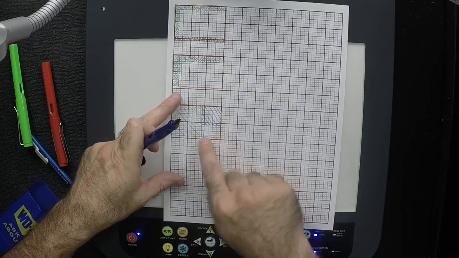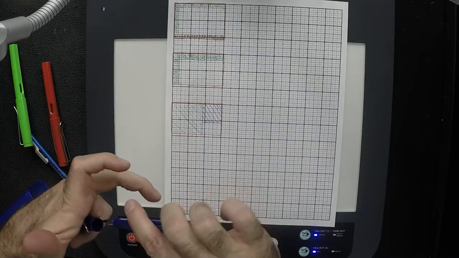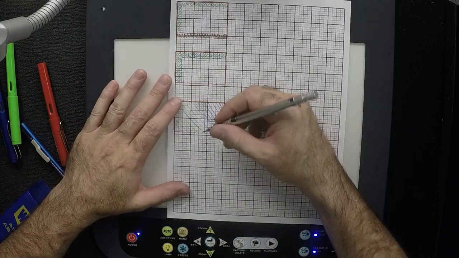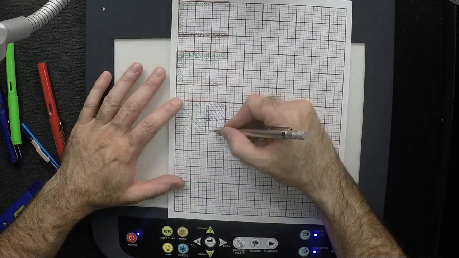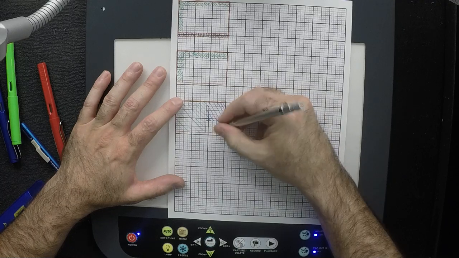So this is now horizontally 9 and vertically 6. What's the largest square we can take? We can take a 6 by 6. So 1, 2, 3, 4, 5, 6.